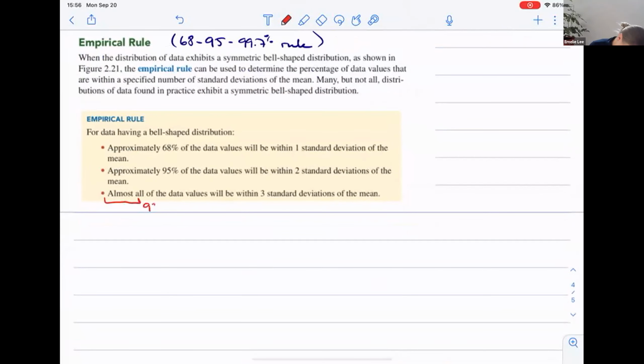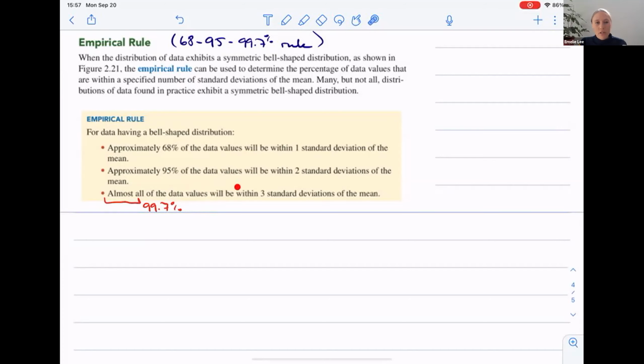Almost all is 99.7%. Pretty close to all of it. I just don't like them being that vague about it. So any value, any observation that's more than 3 standard deviations from the mean should definitely be flagged. What's this guy doing here? Because we're expecting, and yes, there is 0.3% of the data that could happen somewhere else, but it's unlikely. So they're worth looking into.